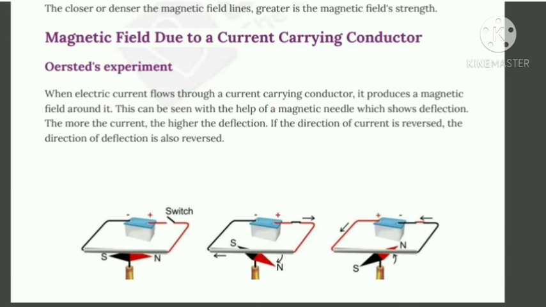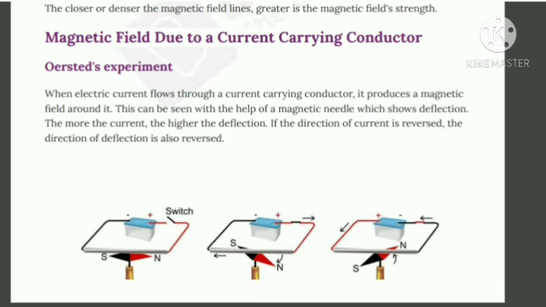When electric current flows through a current carrying conductor, it produces a magnetic field around it, and this can be seen with the help of a magnetic needle. Now, according to this Oersted experiment, when electric current starts flowing through the conducting material, this magnetic needle shows the direction. If the direction of current is reversed, the direction of deflection is also reversed.